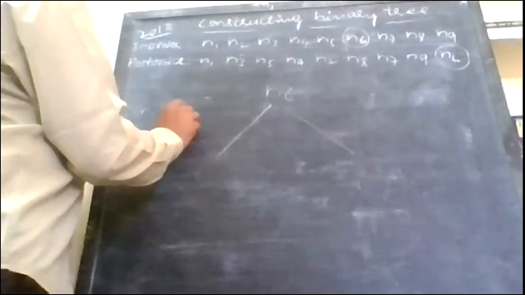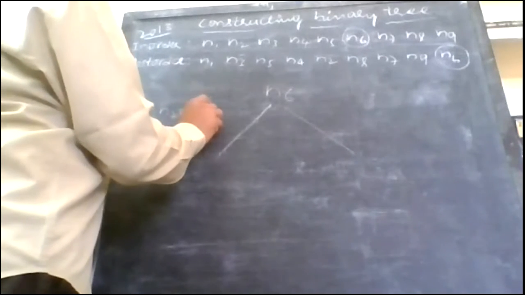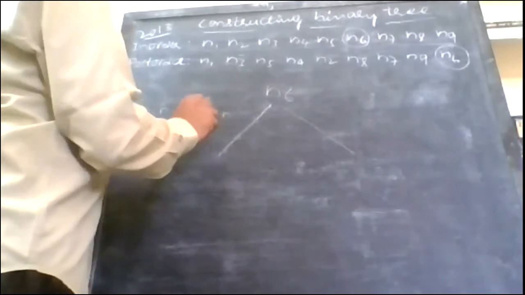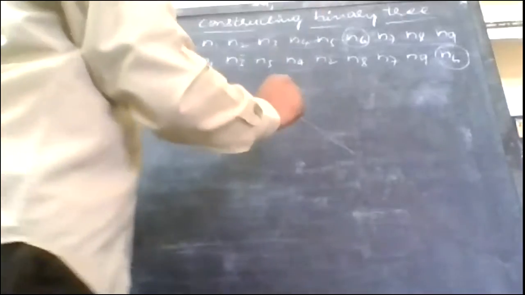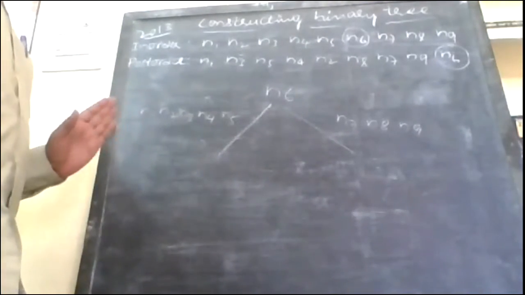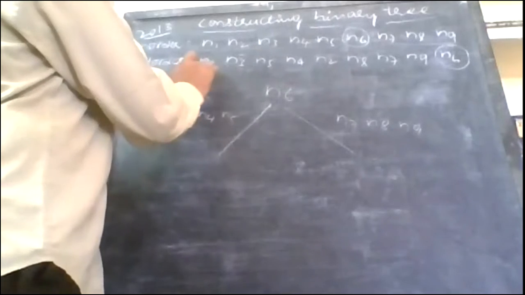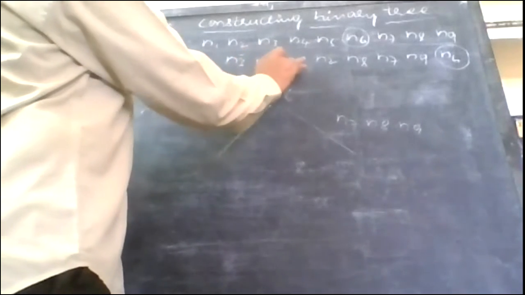N3, N5, and N4. See, how many are there? N1, N2, N4, N5. These are the nodes which appear on the left side. Now here, how many nodes are there? N7, N8, and N9. So these are the nodes. Clear? That was the first step. Now, second step, what I need to do? First we have to forget this right subtree. Now, which are the nodes which appear in post-order? N1, N3, N5, N4, N2.